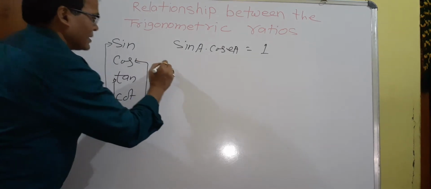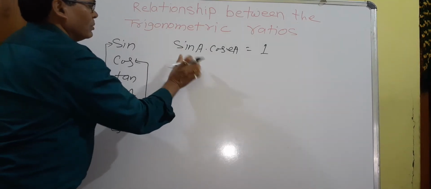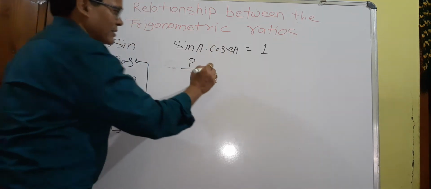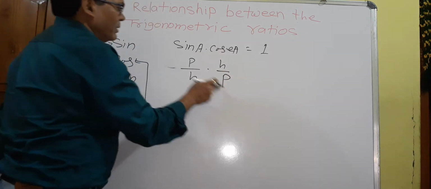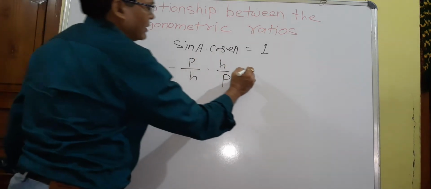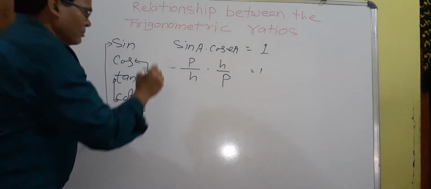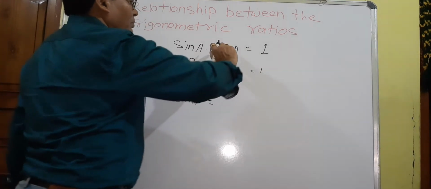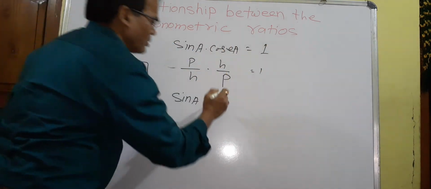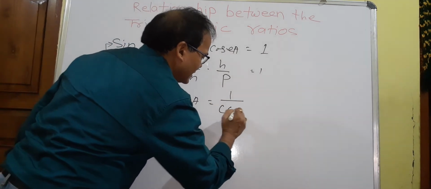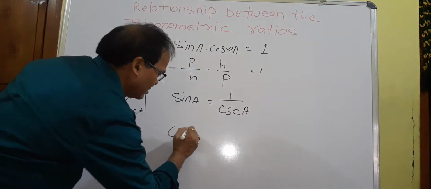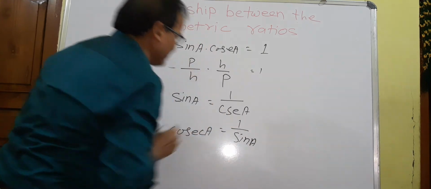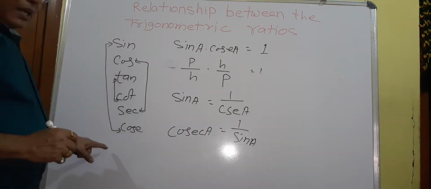Just have a look. Sine A is equal to P by H. And cosec A is just the reverse, so H by P. So P numerator and denominator cancel, and we will get 1. So from here we can say that sine A is equal to, if you take it to the other side, then it will be the reciprocal, 1 by cosec A. Similarly, cosec A is equal to 1 by sine A. This is for first and last.